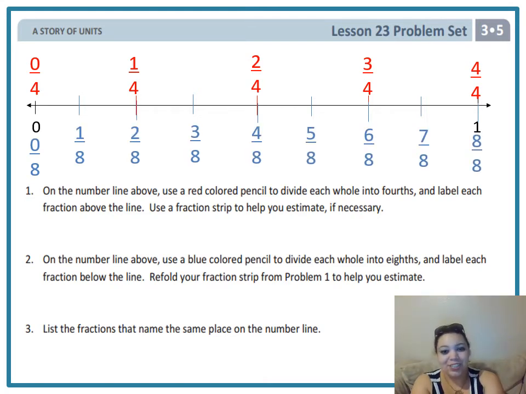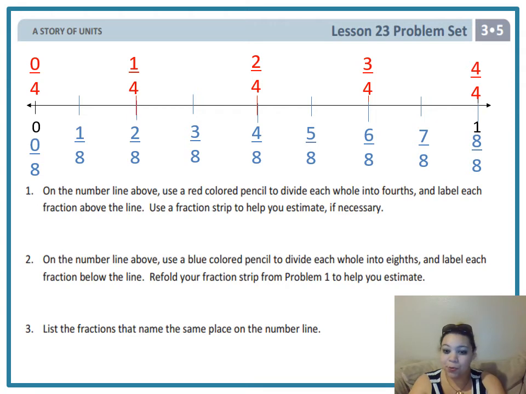Once you have that done, it'll be pretty easy for you to see which ones are equivalent fractions. On number 3, it says list the fractions that name the same place on the number line. We call those equivalent fractions. Remember, if 2 fractions are on the exact same spot on the number line, that means that they're equivalent. They have the same value. So you're going to be looking for all the equivalent fractions that you can find on the number line.